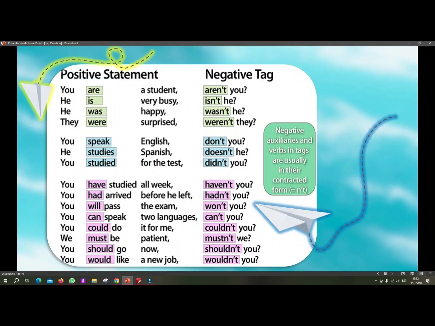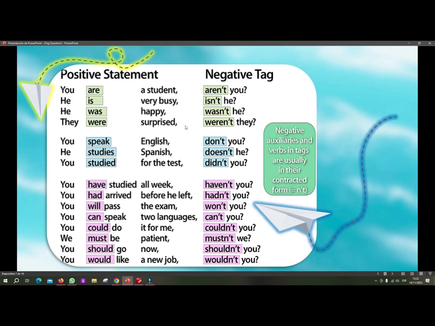Also, here you have this positive statement. You are a student, aren't you? He is very busy, isn't he? In this case, you're using the verb to be in present. That's why in the negative tag, you really need to use also the verb to be, but in negative, right?